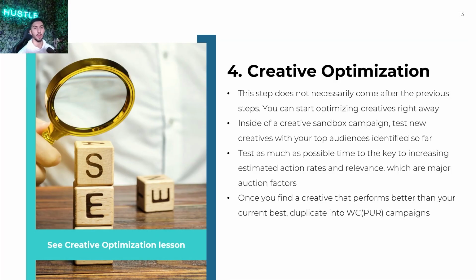Okay guys, now the last step will be creative optimization. This step does not necessarily come after the previous steps. This step should always be active if you want to scale. I'm telling you, if you want to scale your brand past six figures to seven figures, even eight figures, you need to have creative optimization. You need to test creatives all the time, guys.